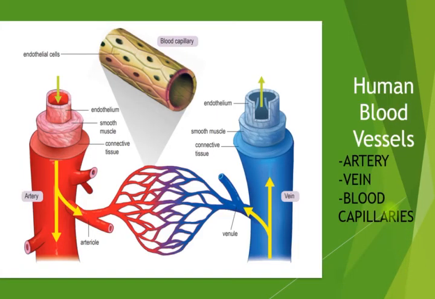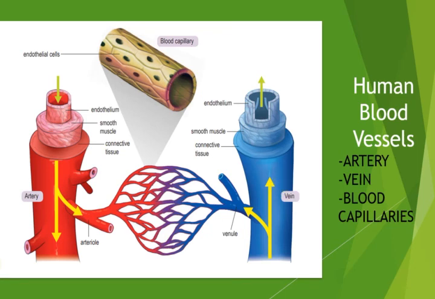phagocytosis. Okay, next we go to the human blood vessels. So human blood vessels consist of artery, vein, and blood capillaries. This is referred to the artery of our heart, and this is referred to the vein of the circulatory system here, and this is referred to the capillary. Blood capillaries are only one cell thick. Make sure you know the structure of the artery, the vein, and the blood capillaries. The location of the blood capillaries is between the artery and the vein.